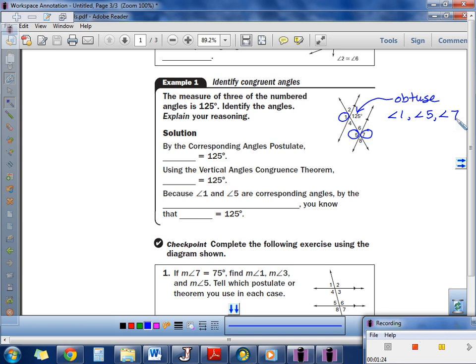It says if measure of angle 7 is 75, find angle 1, angle 3, angle 5. Tell what postulate or theorem you used. Oh, we didn't explain our reasoning here. Why is 1 125? It's not given. It's vertical angles, which I heard some of you say. Good job. Some of you said given, not quite. But why is 5, which is over here, why is it the same as 125?